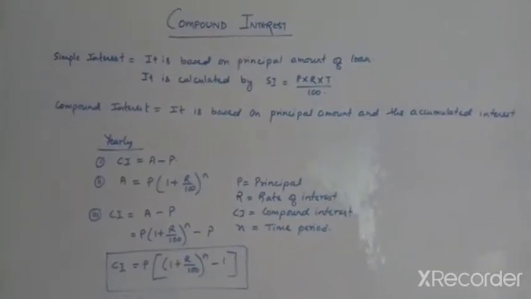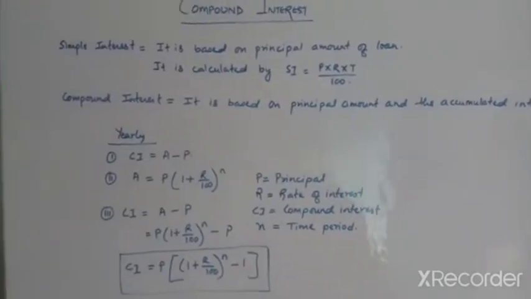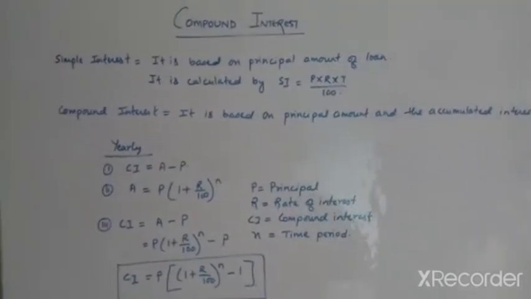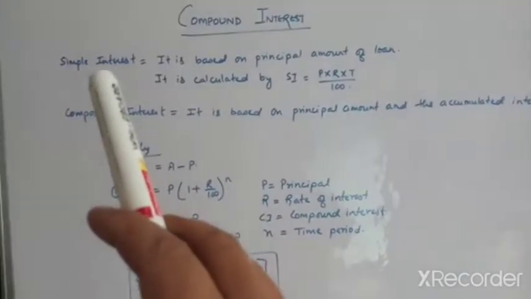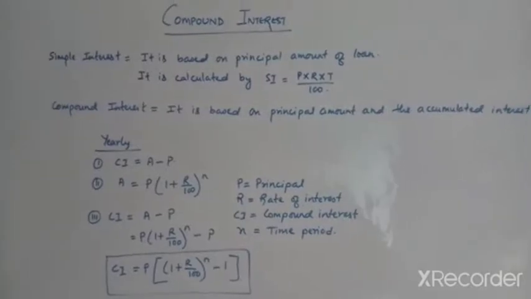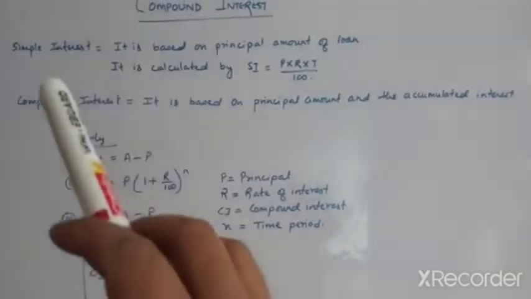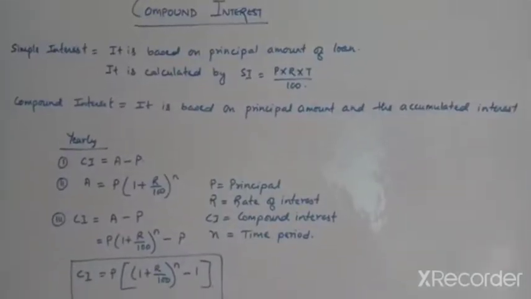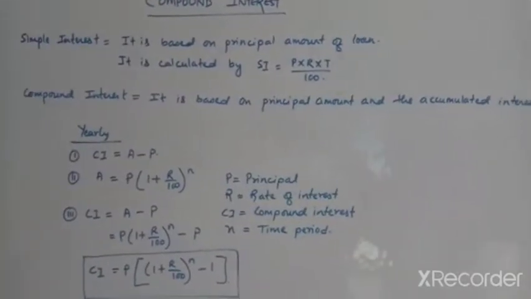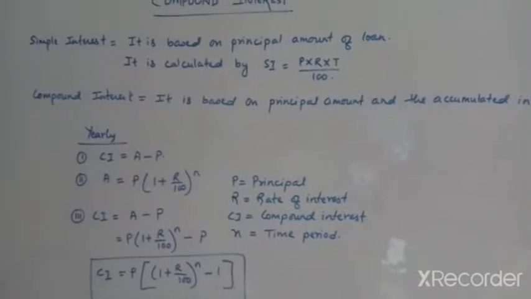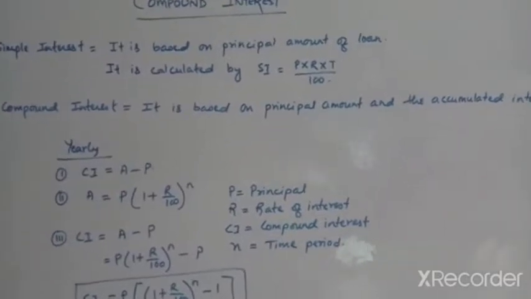Class, today we will learn compound interest. Before learning this, you must know the difference between simple interest and compound interest. Simple interest is based on the principal amount of the loan. It is calculated using the formula: principal into rate into time divided by 100.